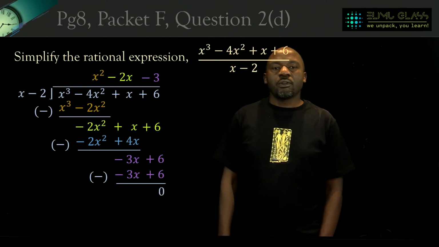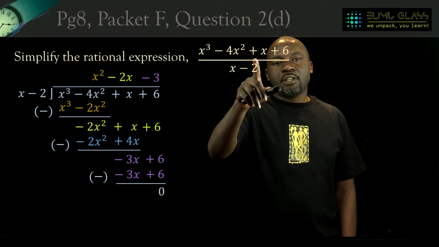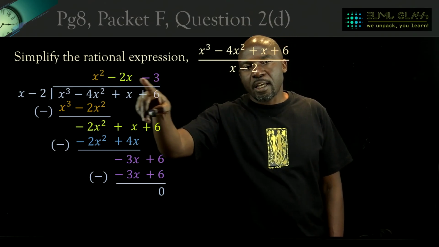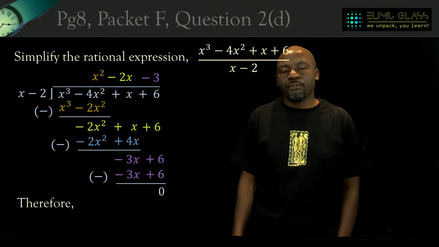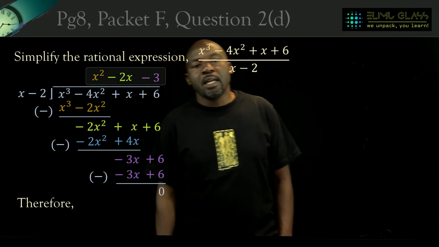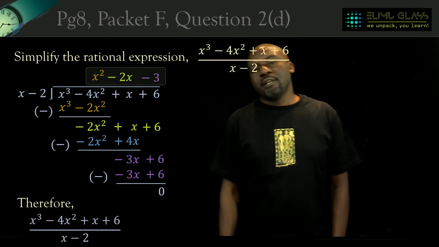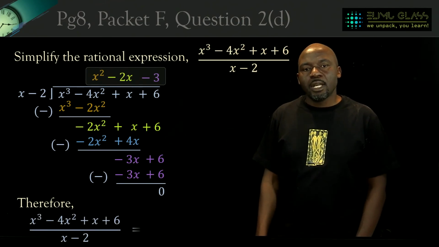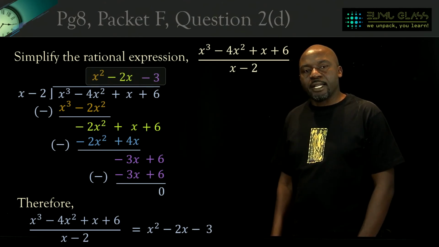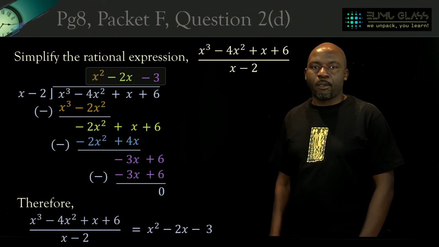And so we can conclude that this expression divided by this expression is this thing here at the top, just like we did before. That is going to be our answer, and we can conclude that dividing those two polynomials will give me x squared minus 2x minus 3. That is the answer.